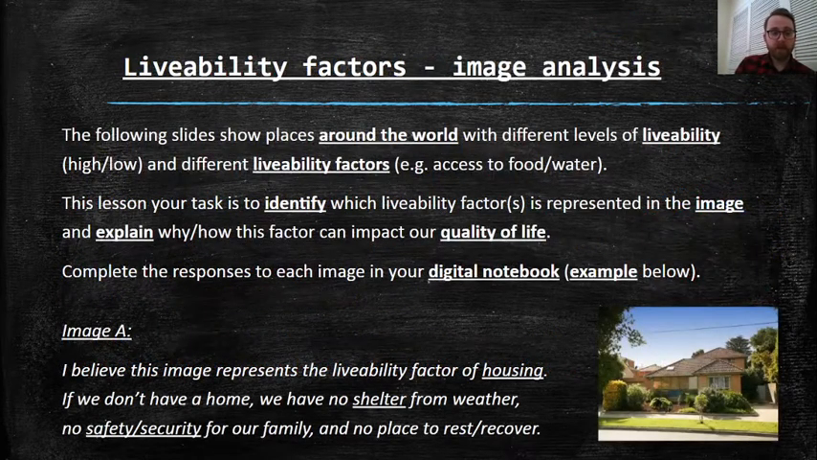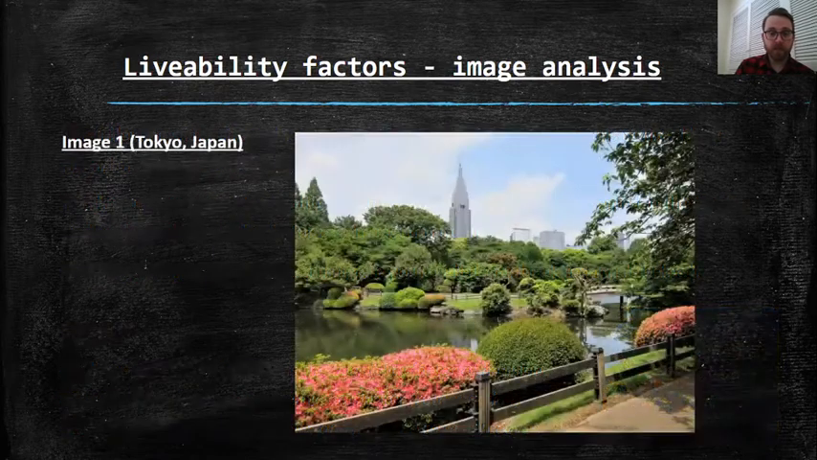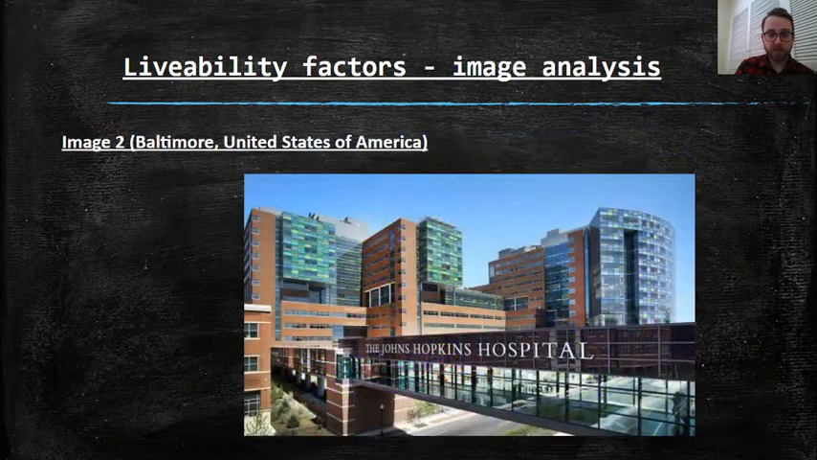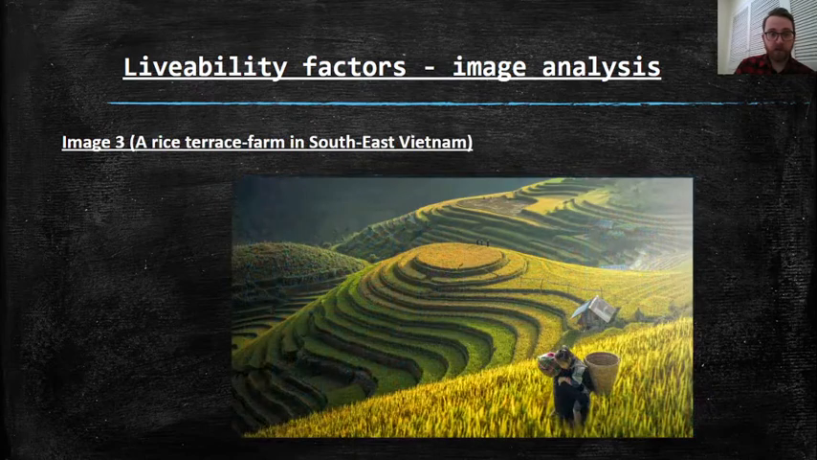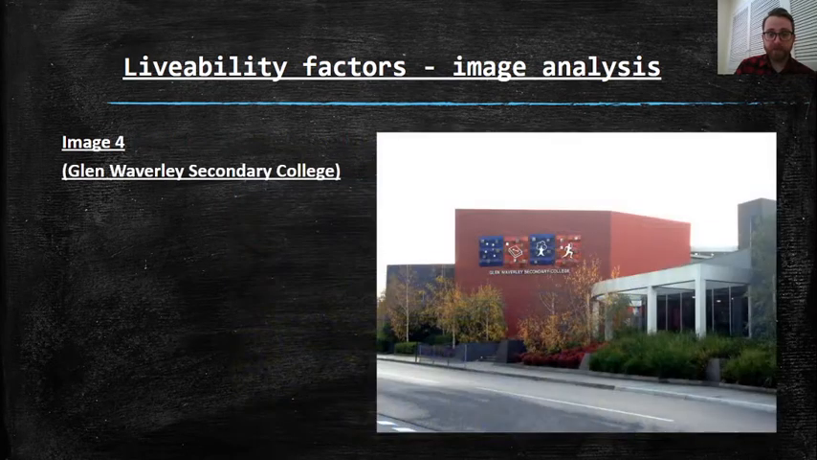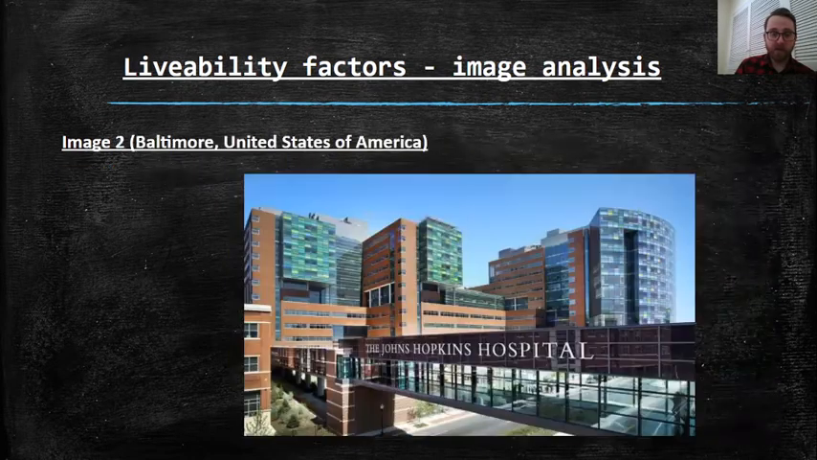The following slides show places from around the world with different levels of livability. So it could be high or low livability, and different livability factors, such as access to food and water. So you can see we've got pictures from Japan, America, Johns Hopkins Hospital, Rice Terrace Farm, Southeast Vietnam. Never heard of that place.